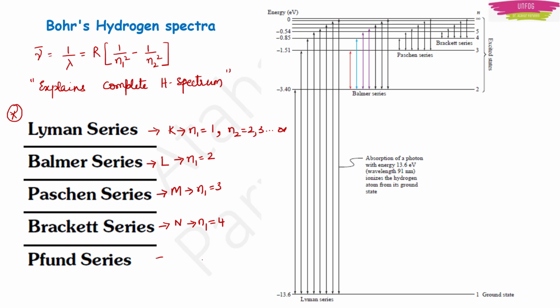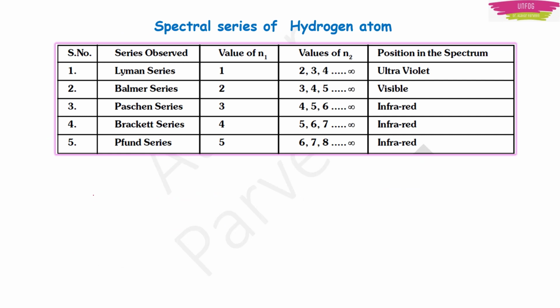So I have a table here. For the Lyman series, the value of n1 will be 1 and the value of n2 will be 2, 3, 4 till infinity. For Balmer, the value of n1 will be 2 and the value of n2 will be 3, 4, 5 till infinity. You have to see here: as the series increases, the value of n1 will increase and the value of n2 will also increase. And what is the position of the spectrum? The Lyman series falls in the ultraviolet region, and the Balmer series falls in the visible region. The Paschen, Brackett and Pfund series fall in the infrared region.